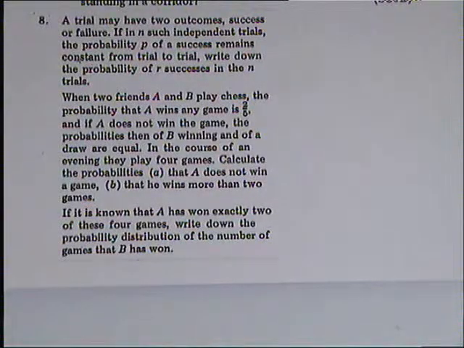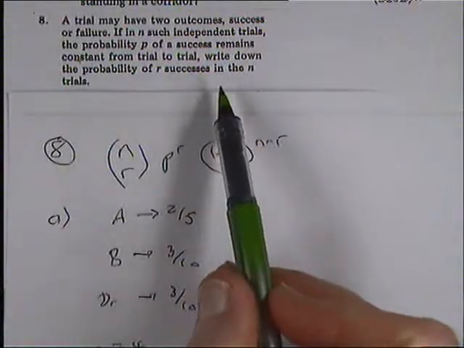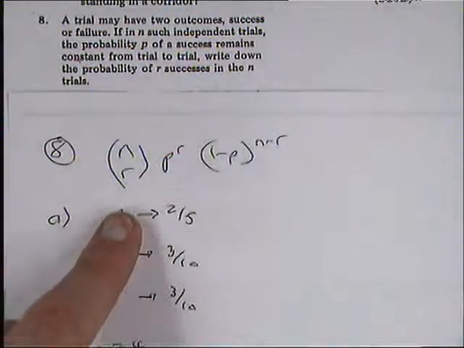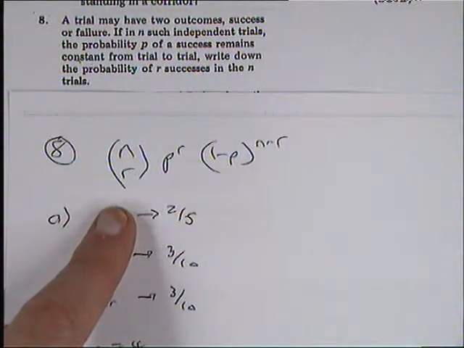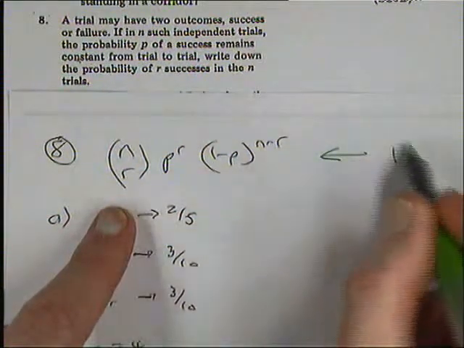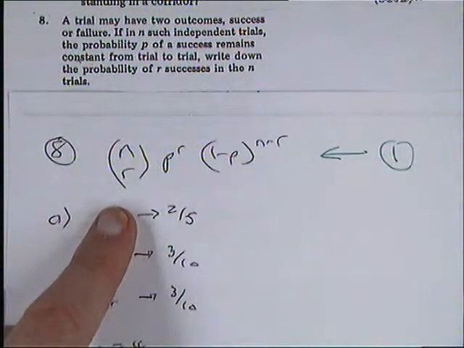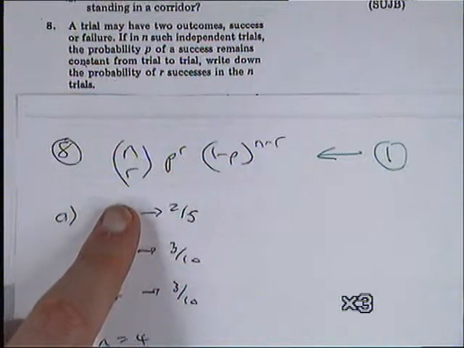Okay, final of these questions, question 8. First bit, write down the probability of R successes in N trials. That was just write down the formula for the binomial distribution. So just write down the formula. It's given to you in the formula book, but get a mark anyway. It's a nice easy mark.